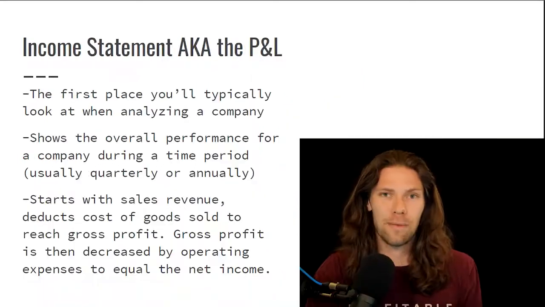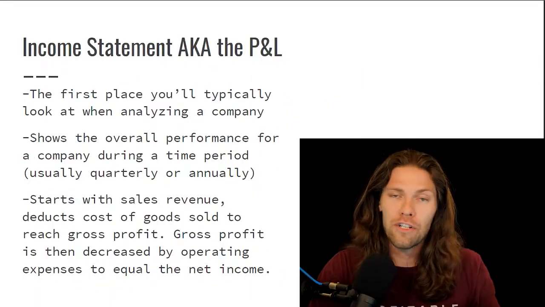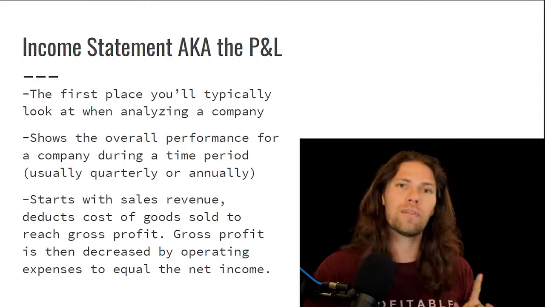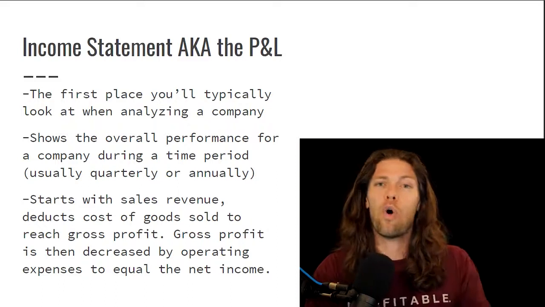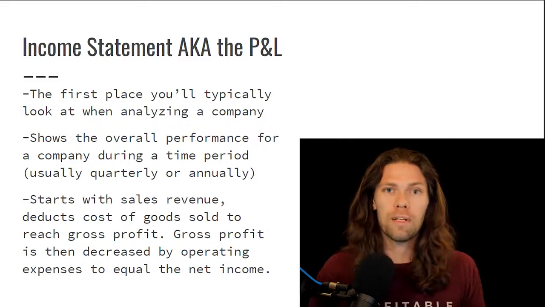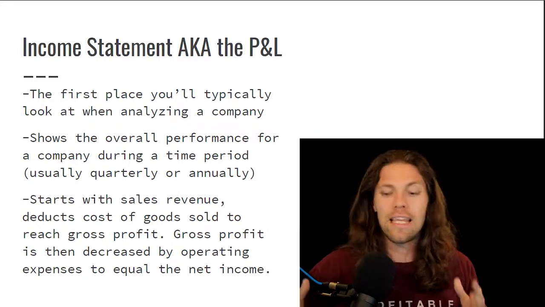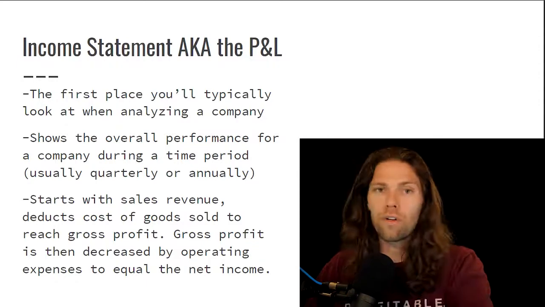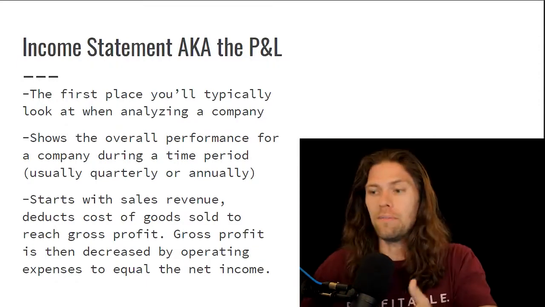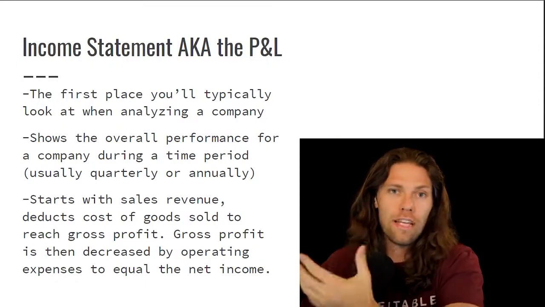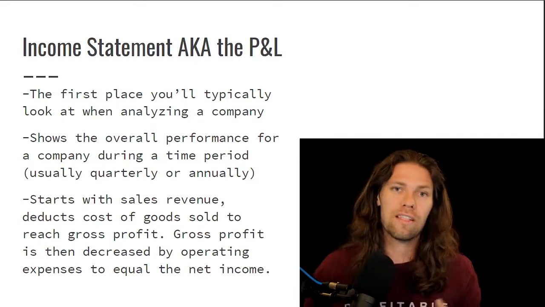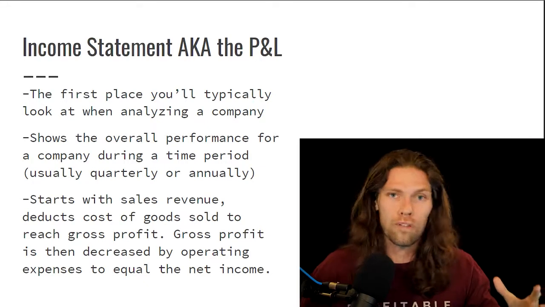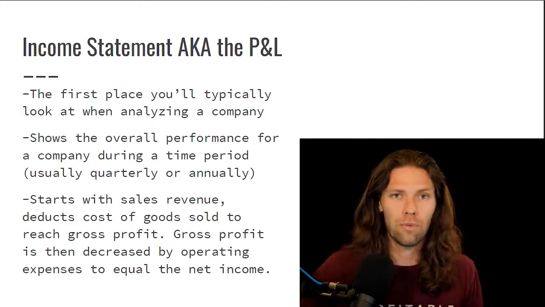So first off, the income statement, also known as the profit and loss sheet or the P&L. This is the first place you'll typically look at when you're analyzing a company. This shows the overall performance for a company during a time period. Typically that time period is either quarterly or annually. Quarterly being, after the earnings call each quarter, you get a new P&L, you get a new set of financial statements, and then annually those 4 quarterly statements are compiled to an annual report.